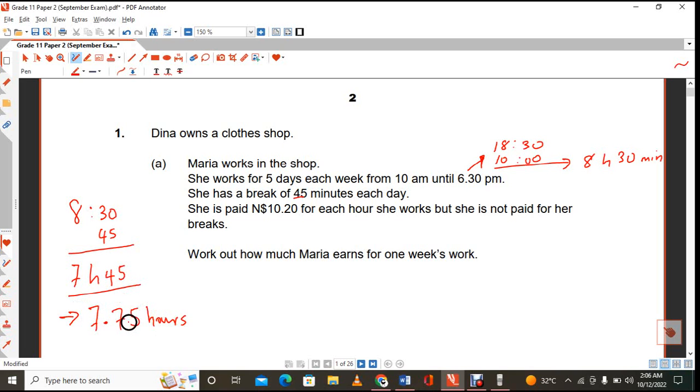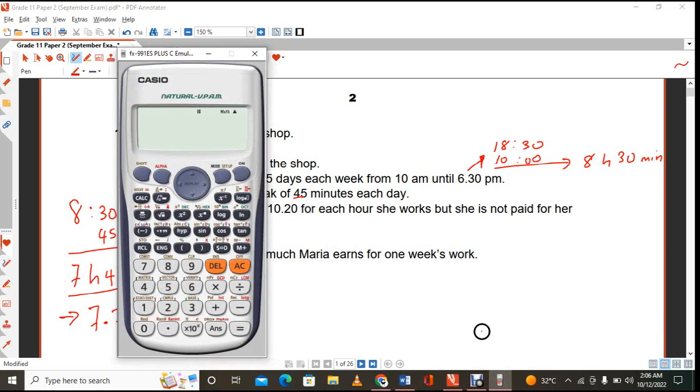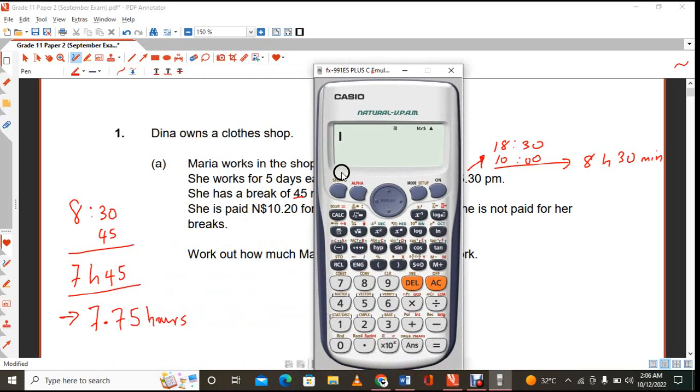Remember you put 45 over 60 and then you get 0.75, so 7.75. Also grab your calculator when you are working with this. 45 upon 60 is 0.75, just for you to know how I'm changing that. So from 18:30, you take away 10 o'clock. You see that it's 8 hours 30 minutes. That's the duration. And if I take away 45 minutes from that, that gives you 7 hours and 45 minutes. All right, so then I'm just changing that over to decimal.